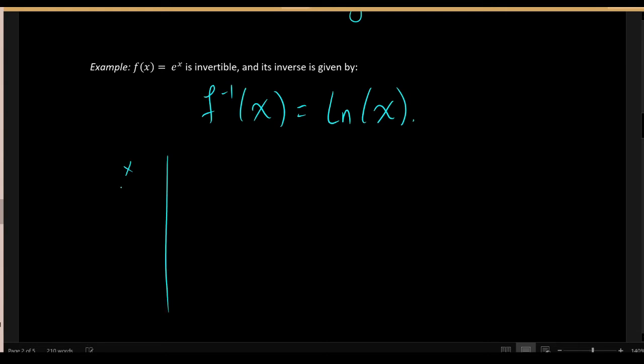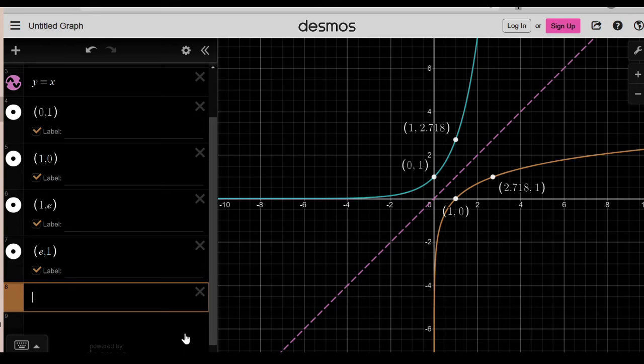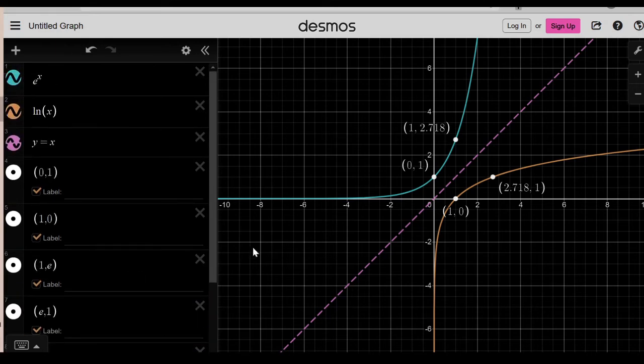Now if you compare the x and y values for the original function to the x and y values for the inverse function, you'll see that they're absolutely identical but flipped. For example, if you plug 0 into the exponential function, 1 is the result. But if you plug 1 into natural log, 0 is the result. If you plug 1 into the exponential, e is the result. But if you plug e into the natural log, 1 is the result. It's completely opposite. You can see this property manifest itself graphically as well.